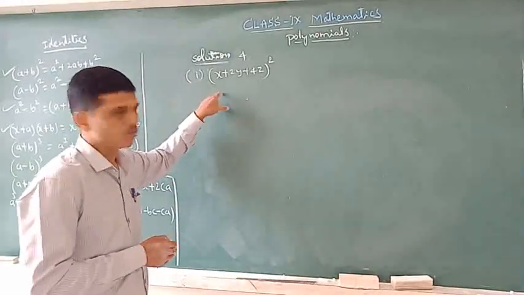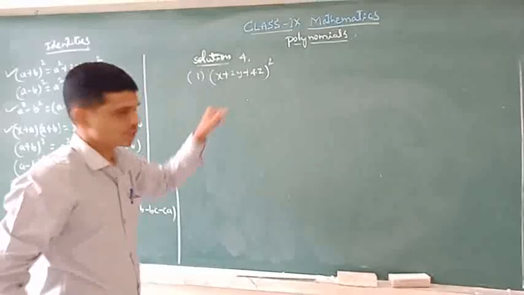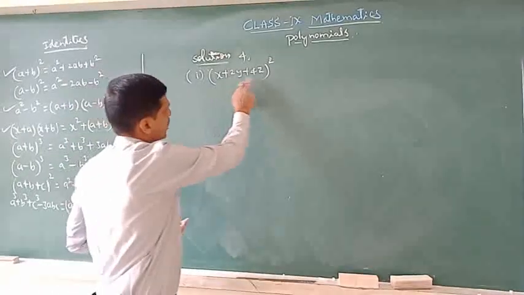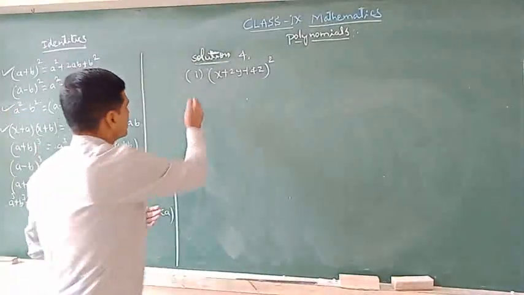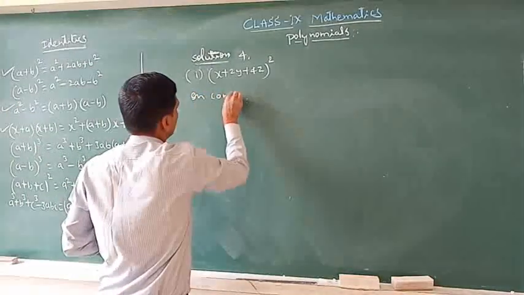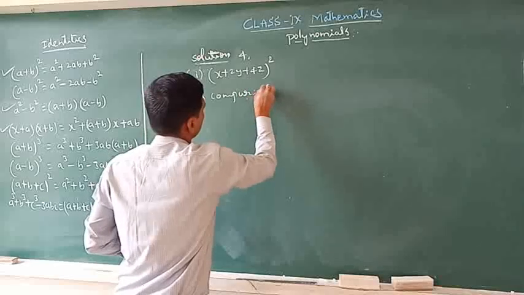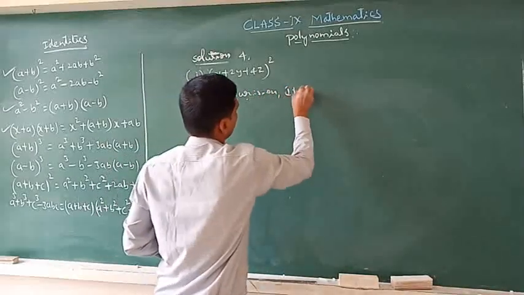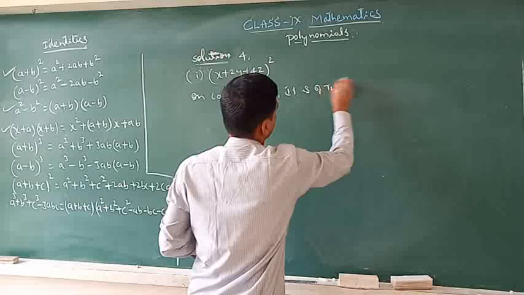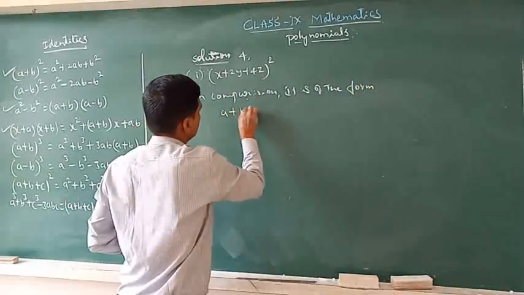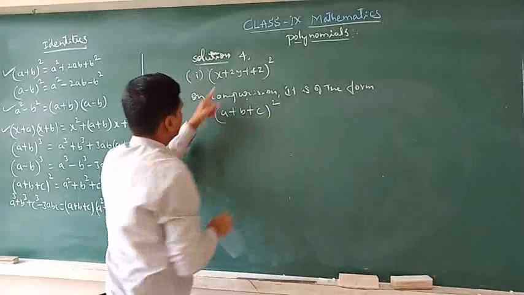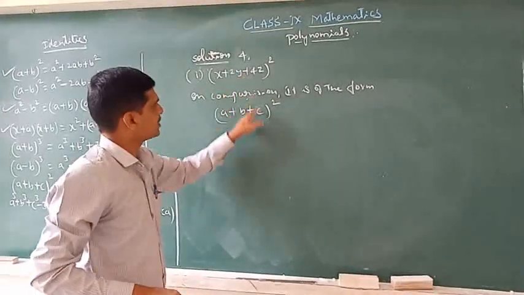Okay, now let us start the fourth one. In the fourth one, the first question I took is x plus 2y plus 4z whole square. Of course, directly it seems to be the identity a plus b plus c whole square. On comparison, it is of the form a plus b plus c whole square.